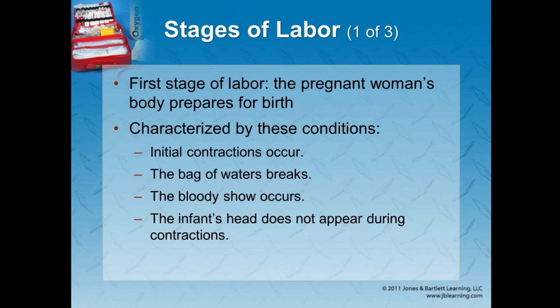So there's three stages of labor. The first stage of labor is when the pregnant woman's body prepares for the birth of the baby. That's when the initial contractions occur, the water breaks, and a bloody show occurs. Keep in mind that the infant's head does not appear during contractions during this first stage of labor.